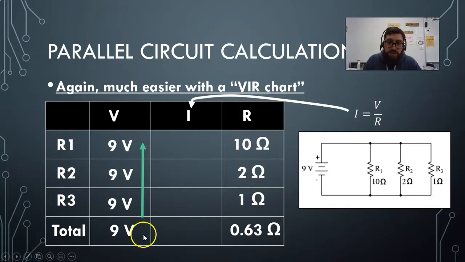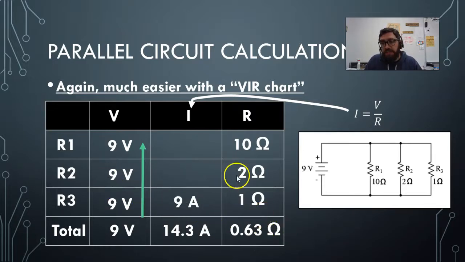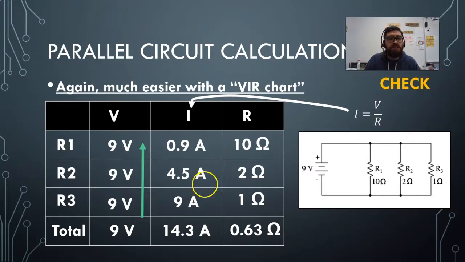As far as the total, 9 divided by 0.63, voltage divided by resistance, gives me 14.3 amps. 9 divided by 1 is 9. 9 divided by 2 is 4.5, and 9 divided by 10 is 0.9. We did all these calculations before when we talked about current and voltage in parallel. All right, so this is a VIR chart that has all of the calculations together in one place that we've already done. Now, also like a series circuit, we need to check it.